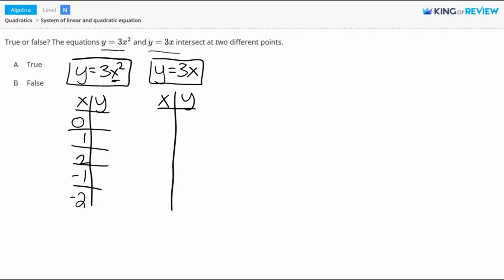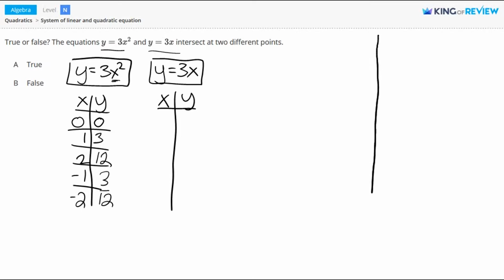So when I plug in a 0, I get y equals 3 times 0 squared, which gives me 0. So the point 0, 0 is on my graph. When x equals 1, I get a y value of 3. When x equals 2, I get a y value of 12. When x is -1, I get 3. And when x equals -2, I get 12 for the y value. So let's plot this.